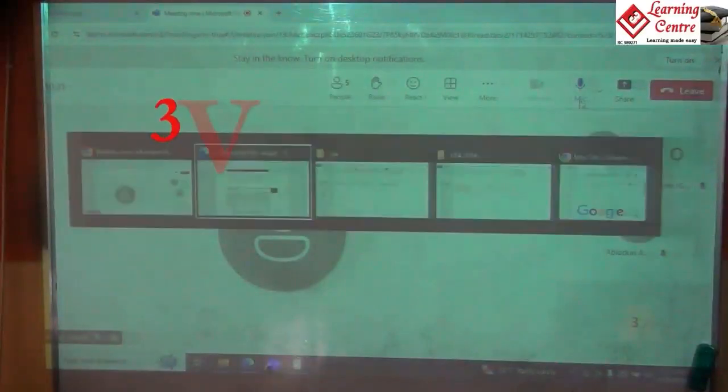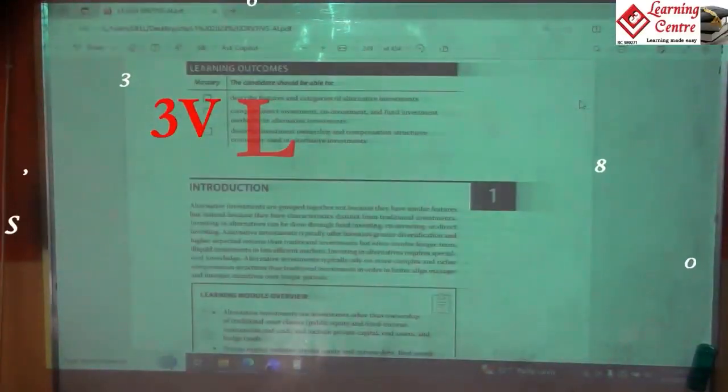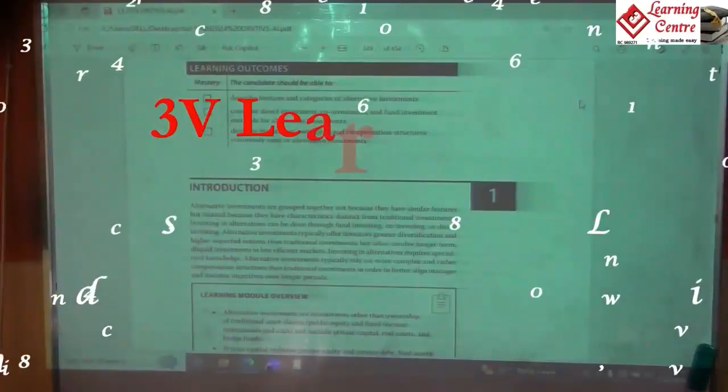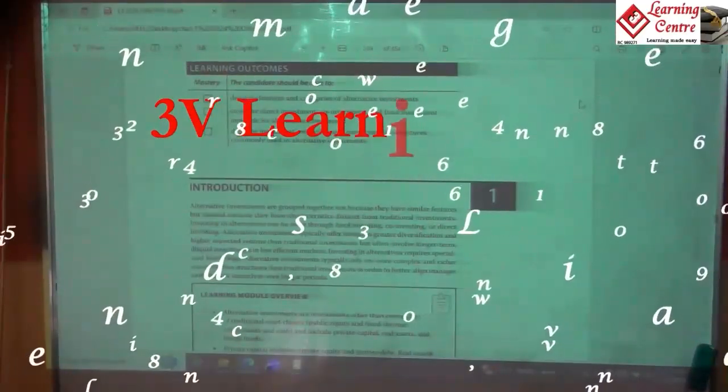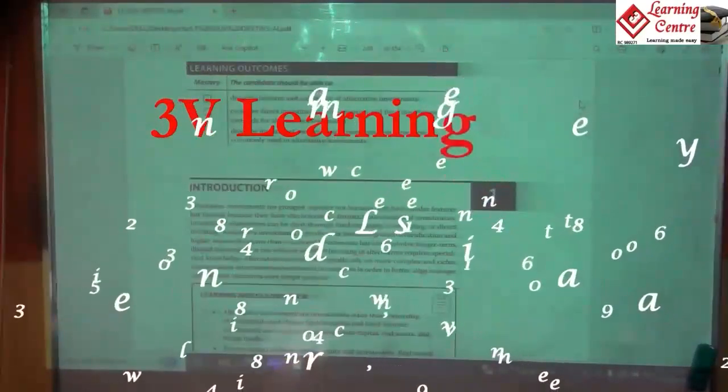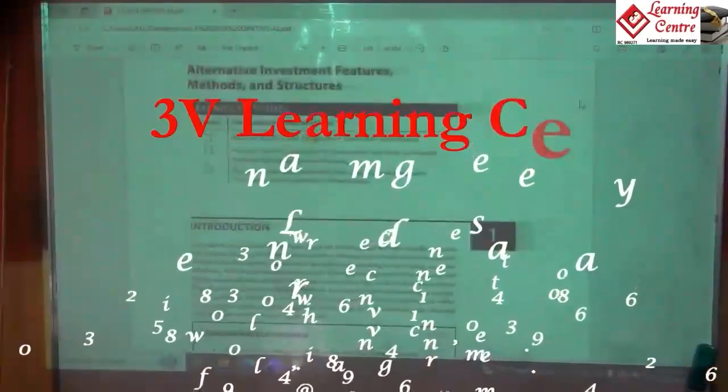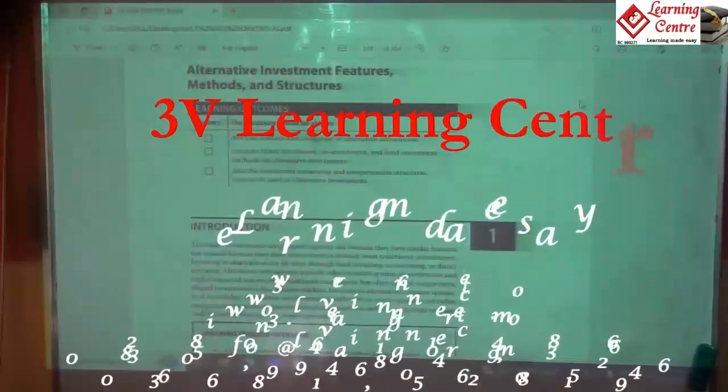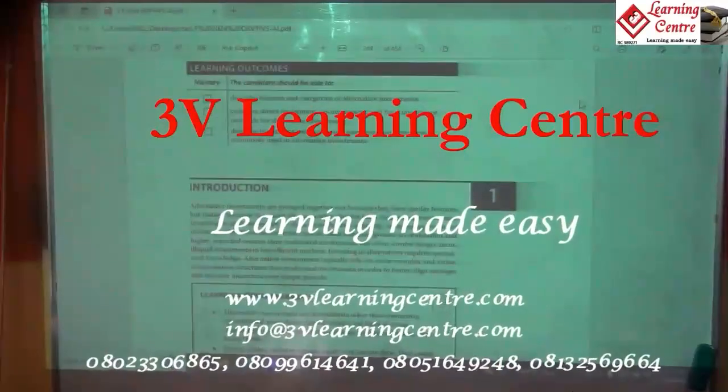The last time we met, we talked about alternative investment, different types of alternative investment. We looked at some parts of alternative investment. So let's look at this part now: the fees and structures of alternative investment.